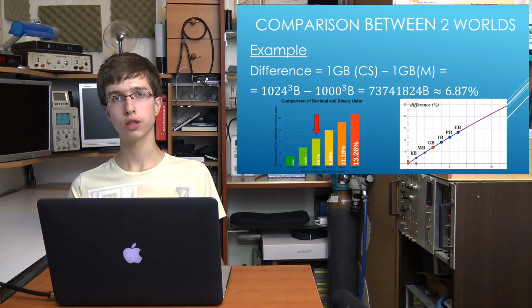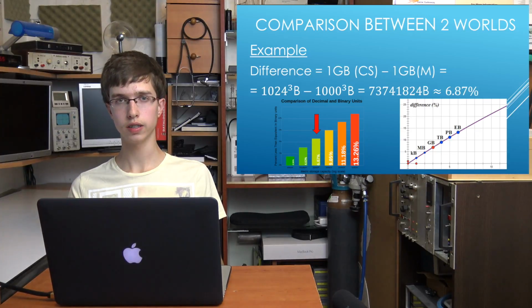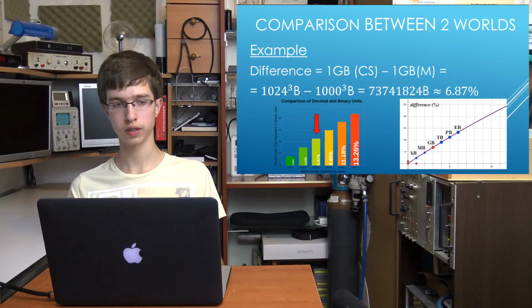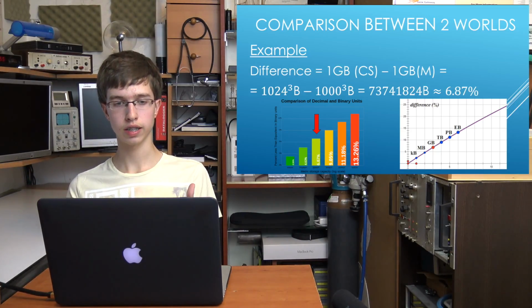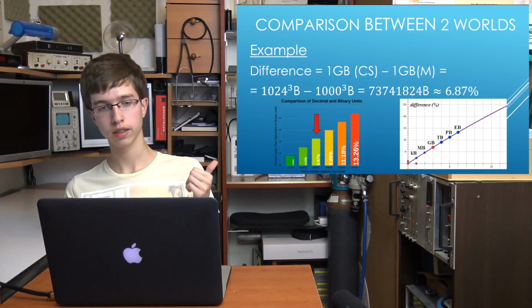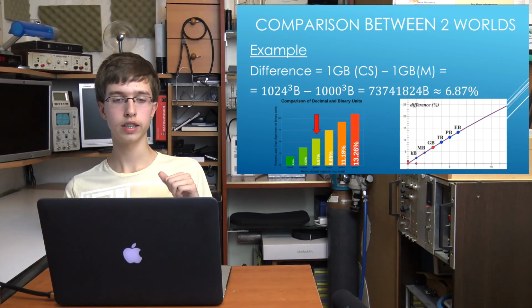Now let's compare these two worlds by calculating difference between two equivalent measuring units in these two worlds. In this example we have gigabyte in computer science and in math world, and here is their difference. Their difference is about 6.87% of 1 gigabyte in computer science.